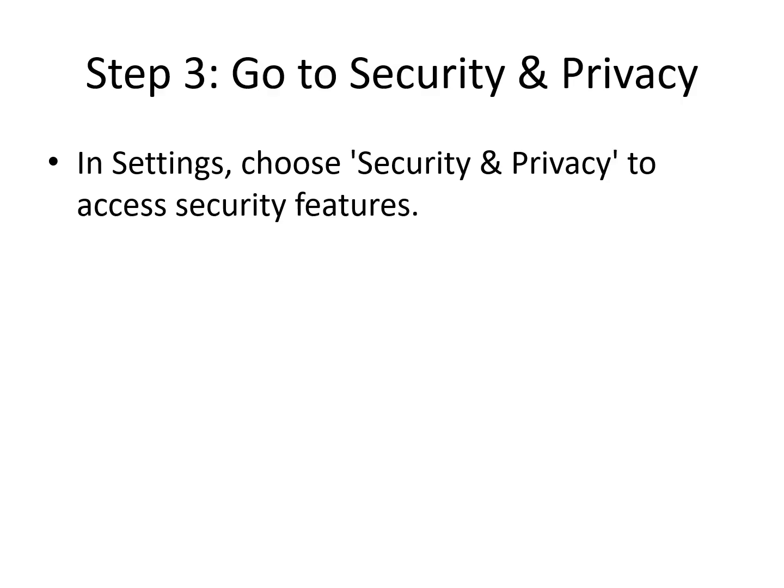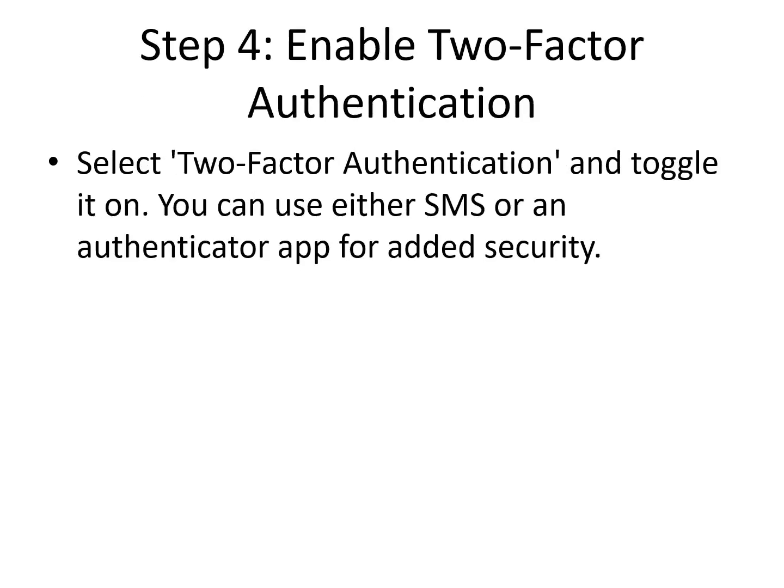Step 3. Within Settings, go to the Security and Privacy section. This is where you manage security features for your account. Step 4. Find the option for two-factor authentication and toggle it on.